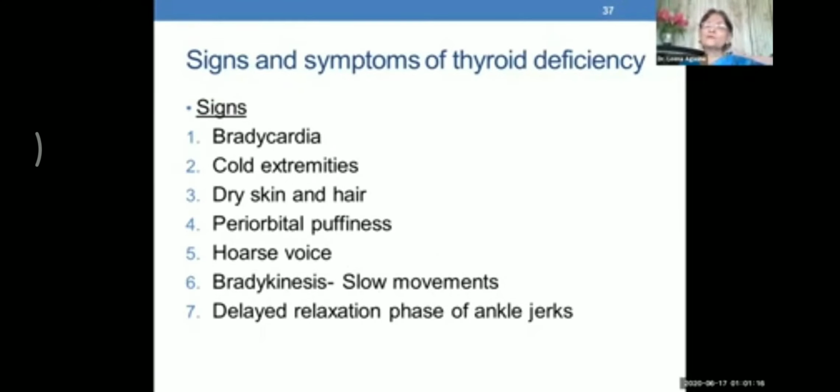Signs and symptoms of thyroid deficiency. On clinical examination, you can very easily suspect the diagnosis of hypothyroidism. Signs are bradycardia, cold extremities, dry skin and hair, periorbital puffiness, which is very typical of hypothyroidism, then hoarseness of voice in late stages, bradykinesis, which means slowing of movements, then delayed relaxation phase of ankle jerks.